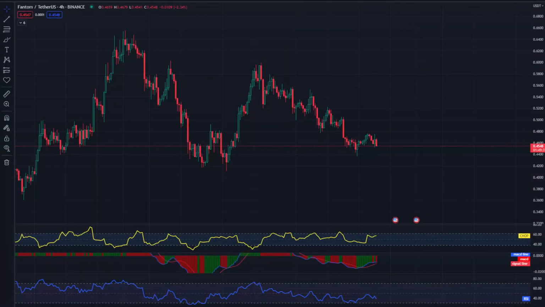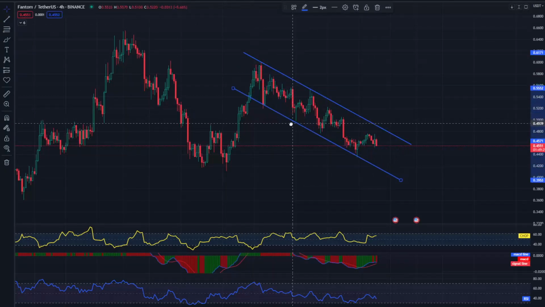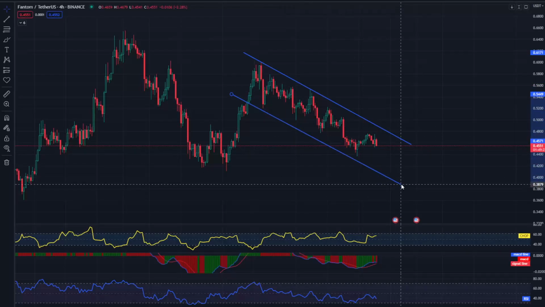The last in today's ranking is the FTM chart to USDT, taking into account the 4-hour interval. First of all, with the help of blue lines, we will mark the descending trend channel in which the price is currently moving.